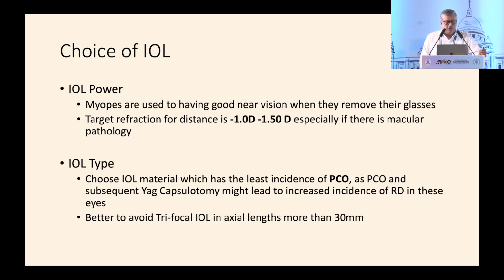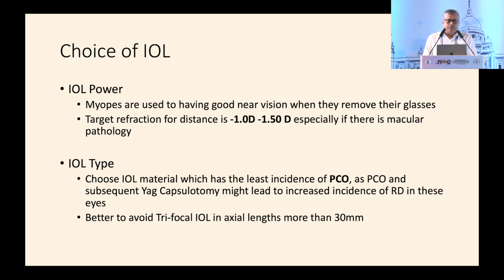So the choice of IOL should be such that your target refraction is around -1 to -1.5, especially if there is macular pathology, because if you make a highly myopic patient with macular disease emmetropic, you will find it very difficult to see the near. So it's better to keep the patient slightly myopic.